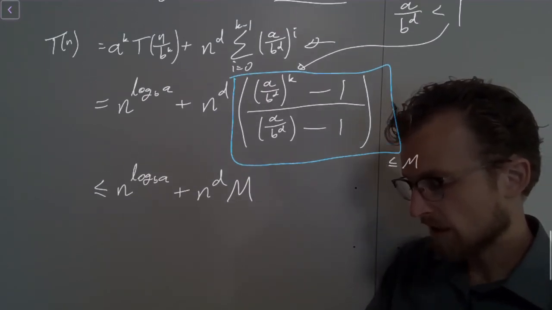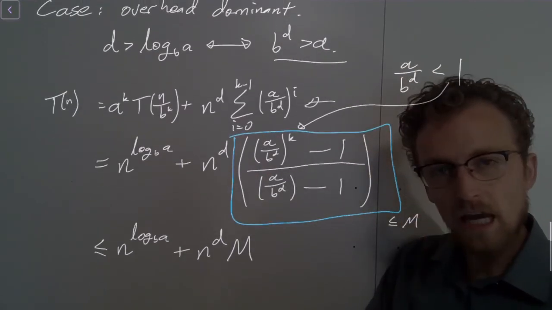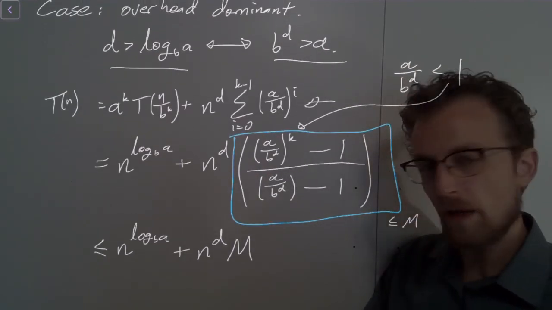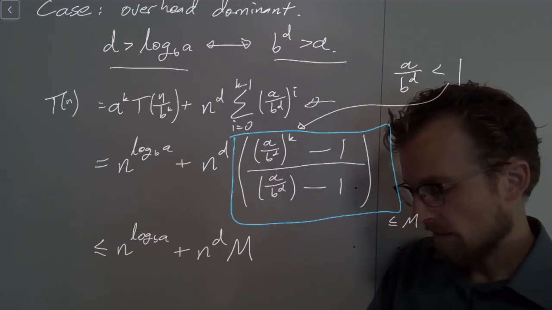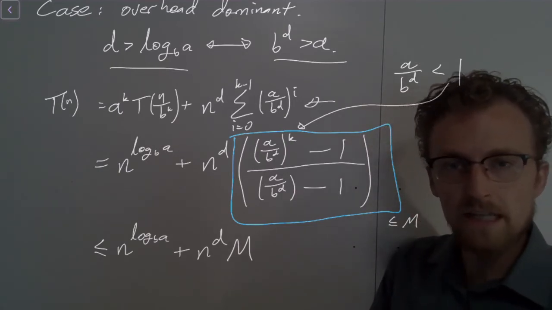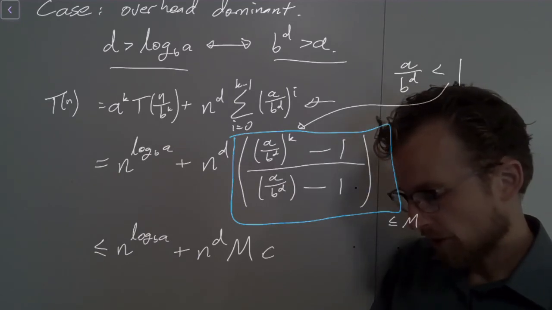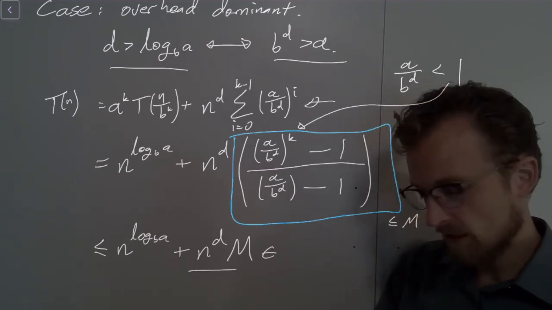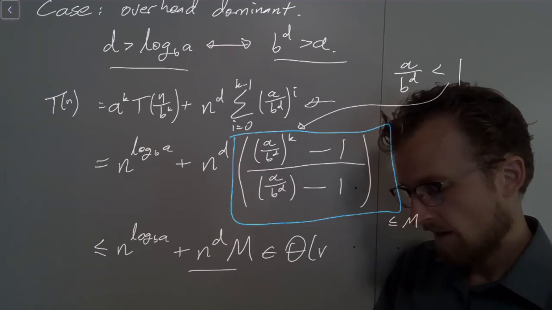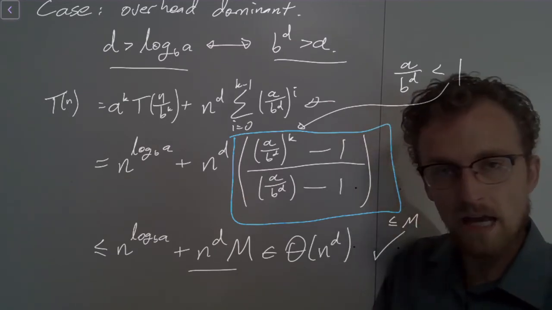this expression that says d, in this case, d is greater than log base b of a. And so that means this whole thing, I've got n to the log base b of a plus n to the d times a constant. So this whole thing has to be dominated by the n to the d part, and so it's big theta of n to the d, as desired.